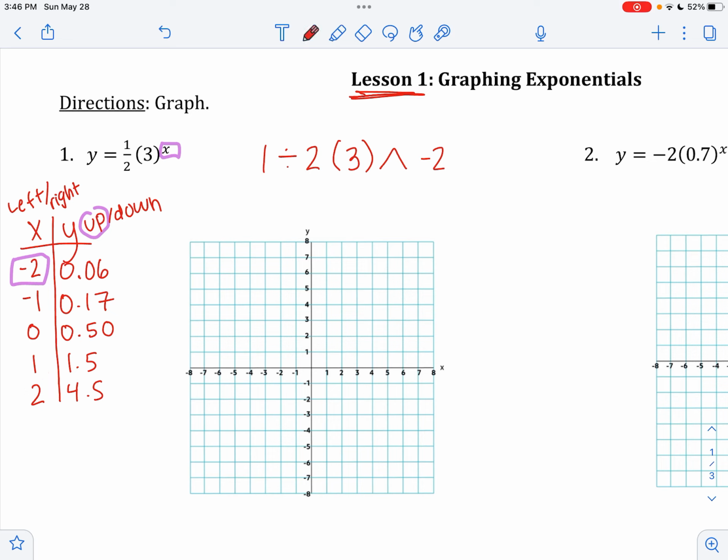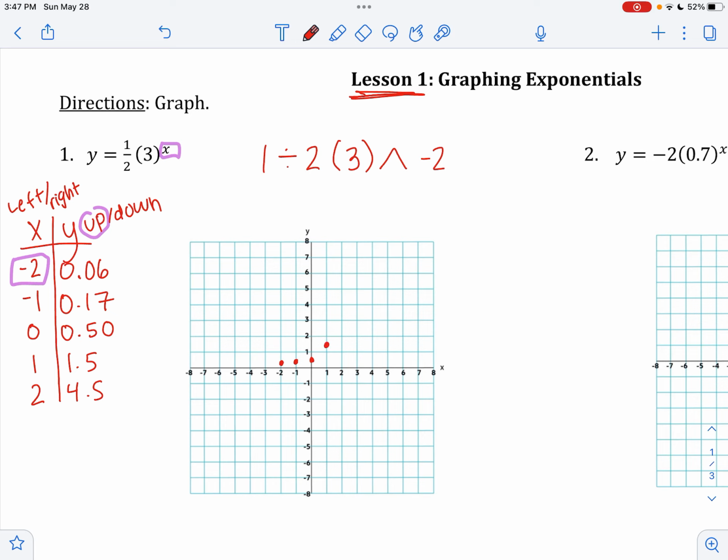So my first point, I'm going left 2 and up 0.06. So left 2 means we're going left 2. And then up 0.06 is like barely up anything at all. This is saying left 1. So left 1, and then up 0.17. So it's a little higher than 0.06, but not much. And then 0, 0.5. This is half. 0.5 is 1/2. And then 1, 1.5.